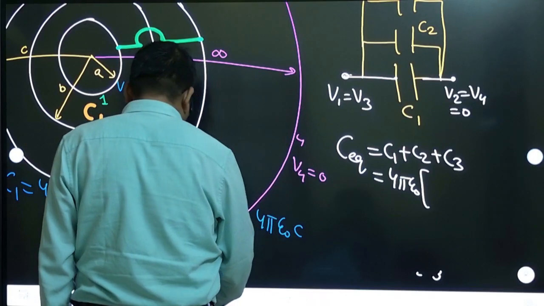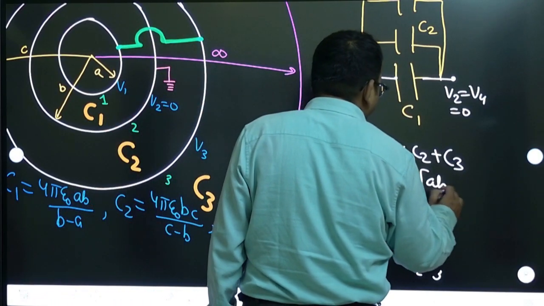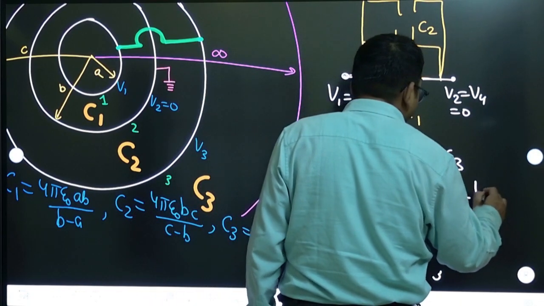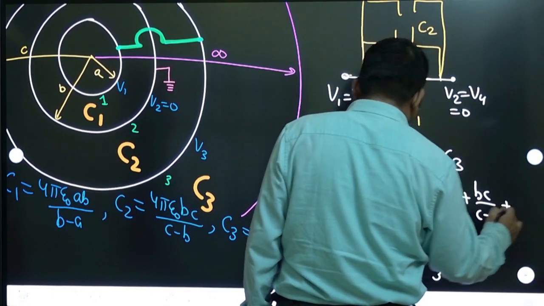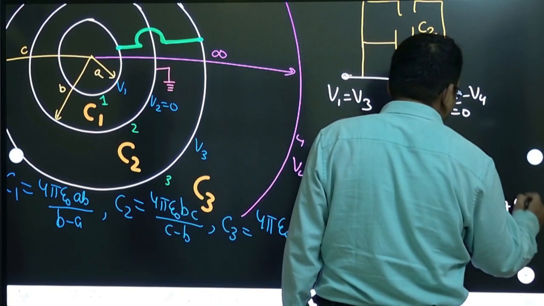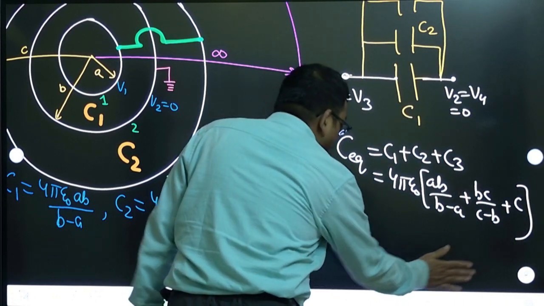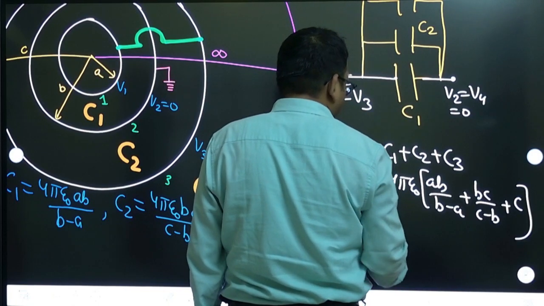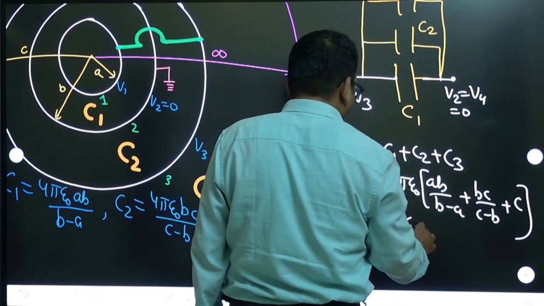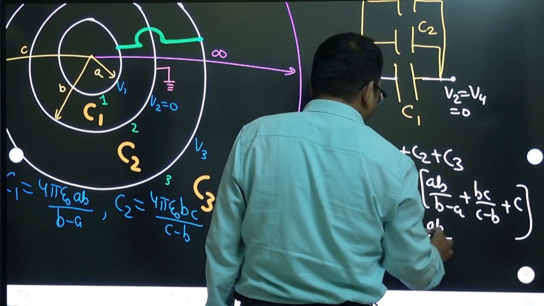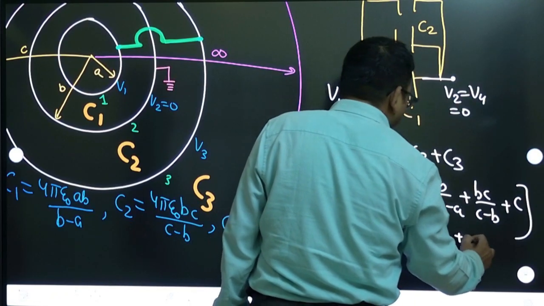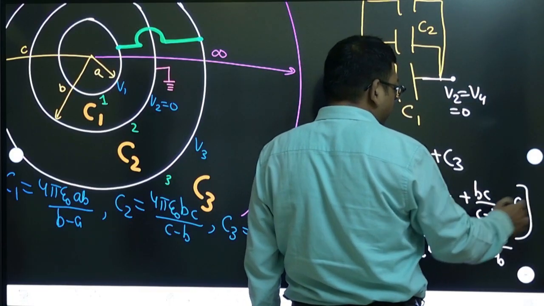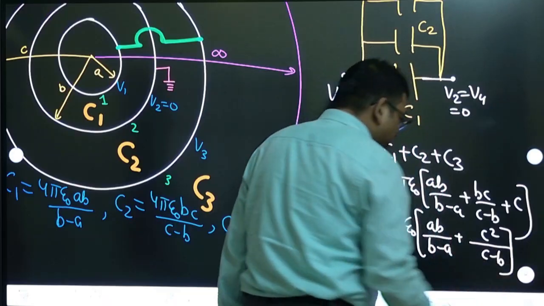It will come AB by B minus C plus BC by C minus B plus C, right? That's all over. Now you simplify this. So 4 pi epsilon naught AB by B minus C. Here I will take LCM C minus B. So C square and BC will get cancelled. It will become C square. So this is the answer.